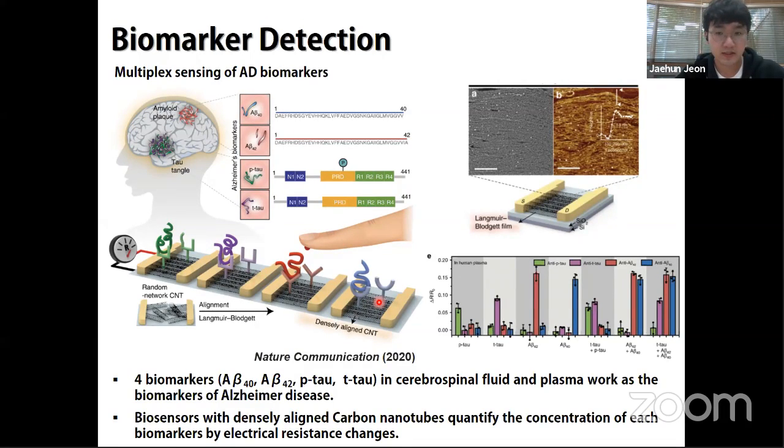Therefore, in this study, carbon nanotubes are densely aligned to reduce the junction for lowering the electrical resistance so that the sensor reacts sensitively to target binding. Each biomarker's concentration was quantified as the change in the electrical resistance and showed a significant difference against the control.